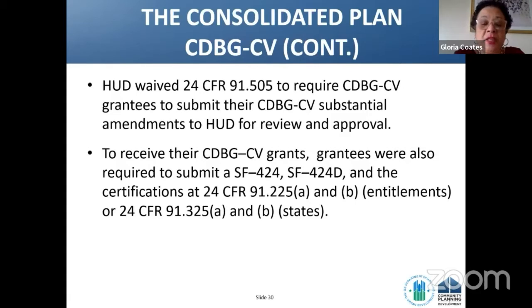Also, the documents below were required when you were applying for your CV grants. Now note that these are the same things that you normally submit when you apply for your annual appropriation CDBG grant, but you had to resubmit them also to receive your CV grants. Next slide, please.